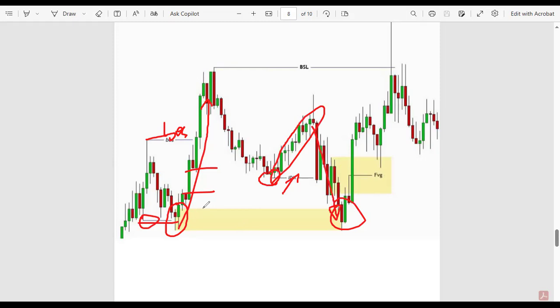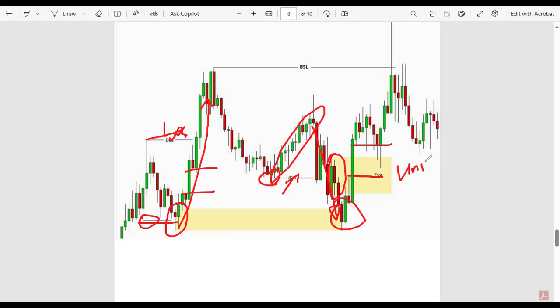This was the first entry. If you miss this entry and you are not confident to execute it, you can wait for another re-entry, which happened here on this breaker block. This breaker block acted as a very good support level, where price came back again, tapping into it and filling this fair value gap, making this entry point our unicorn model.